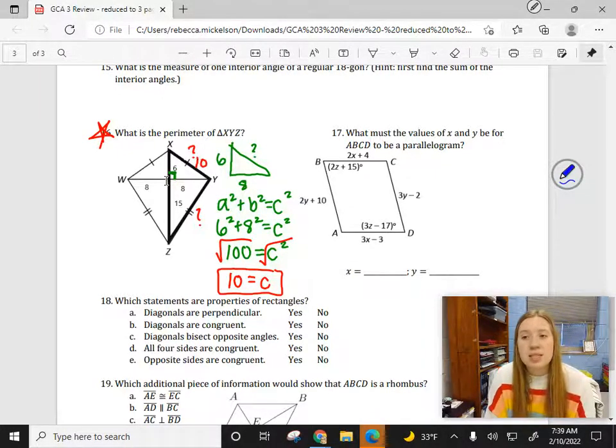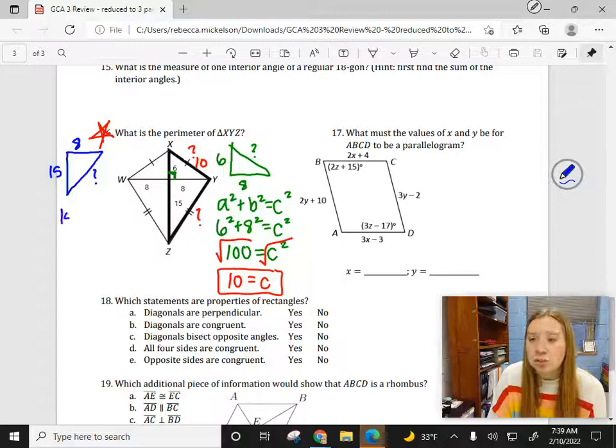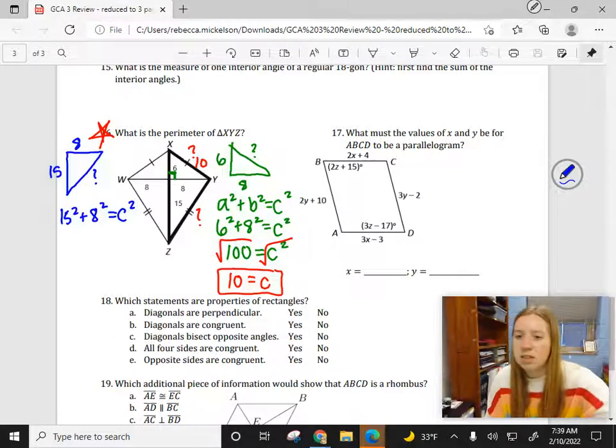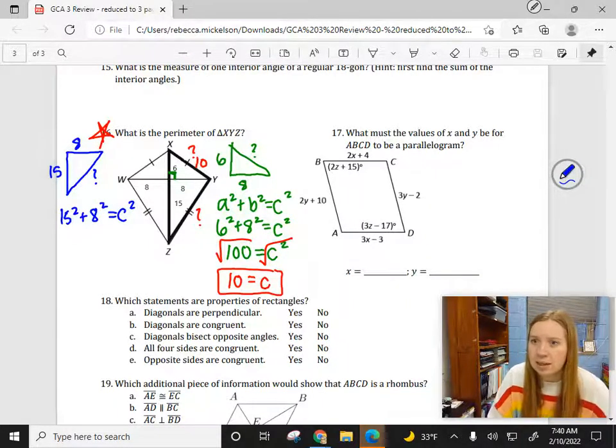Now we're going to do the same exact problem, but now for this bigger triangle down here at the bottom, it looks something like this. We know this side length is 15, and we know this side length is 8. So again, we're trying to find the hypotenuse. So we're going to say 15 squared plus 8 squared equals C squared. I don't know that one off the top of my head, but I got my calculator nearby. 15 squared plus 8 squared is 289.